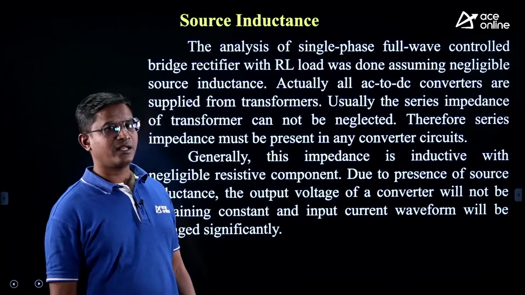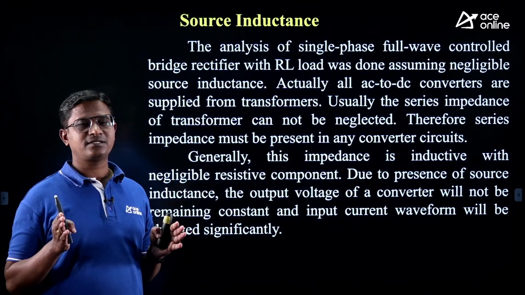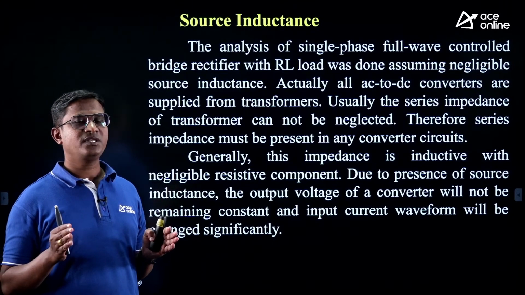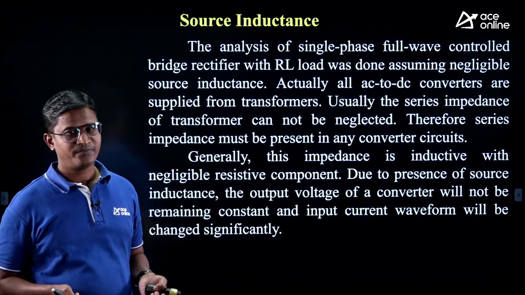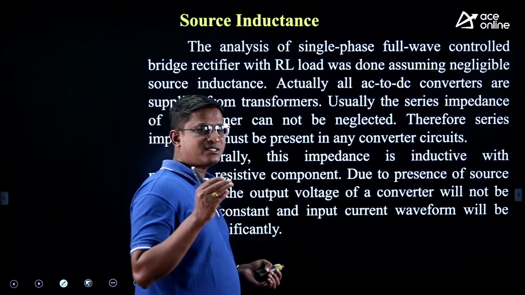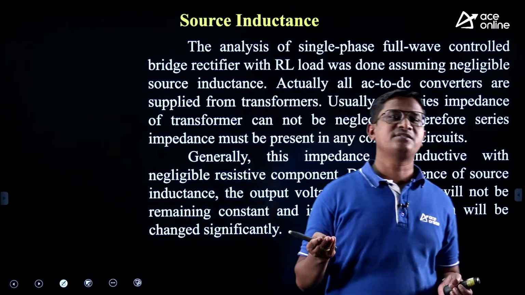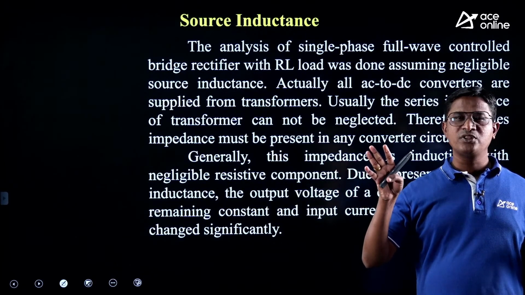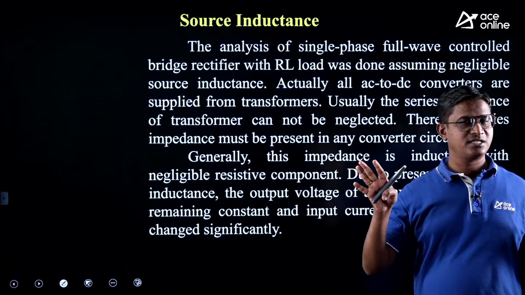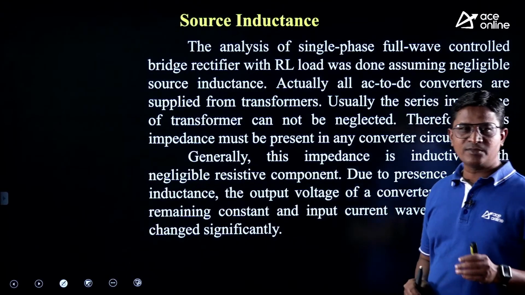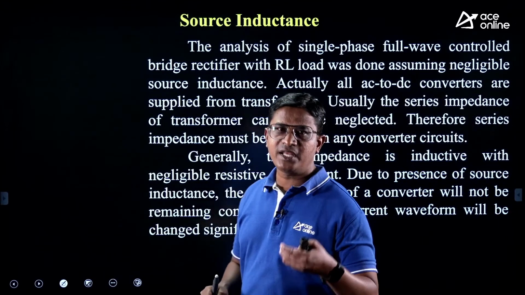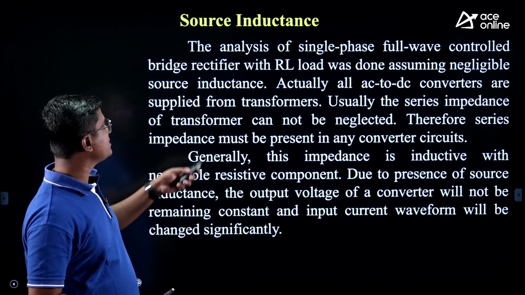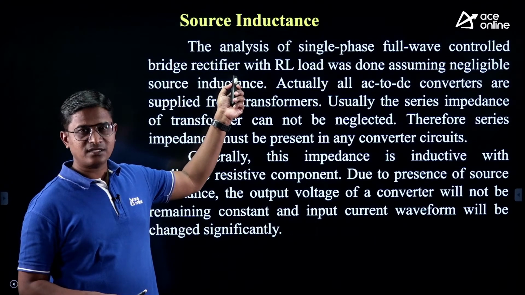Next, source inductance. Generally in the practical case, the input to the rectifier circuitry is given using a transformer, and transformers have leakage impedances. Recall, we have a primary winding and a secondary winding, and both windings have leakage impedances. Most of the leakage impedance is inductive in nature. Therefore we need to consider those effects as a source inductance.